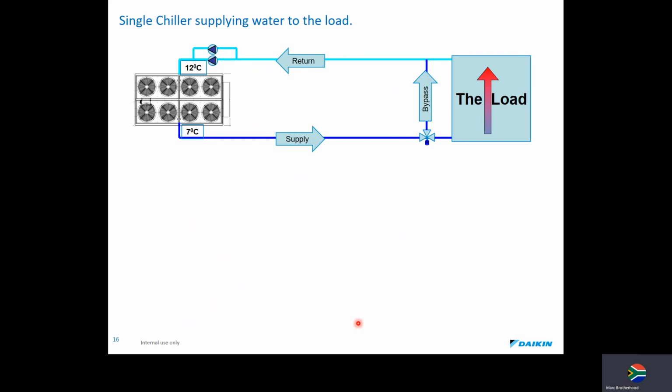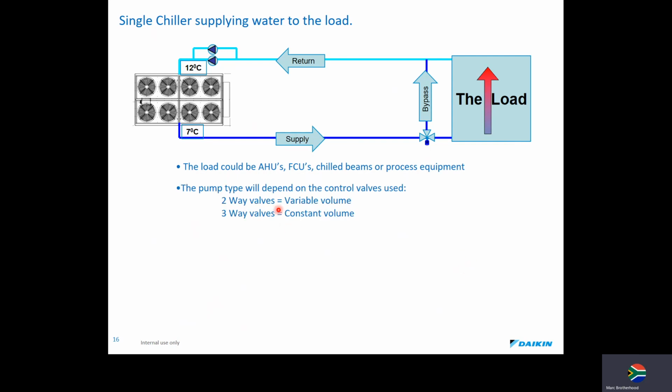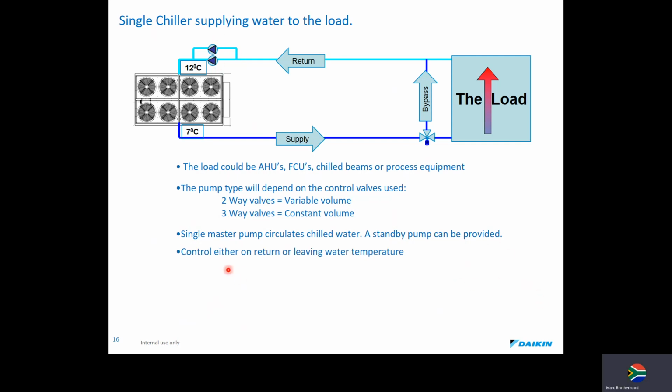So let's look at a simple single chiller supplying water to the load. The load could be air handlers, it could be fan coils, chilled beams, or even big process equipment. The pump type will depend on the control valves used. So if we choose 2-way valves, variable volume, or 3-way valves, constant volume. A single master pump circulates chilled water, and a standby pump can be provided, like I've drawn here, duty standby. We can control either on return or leaving water temperature.